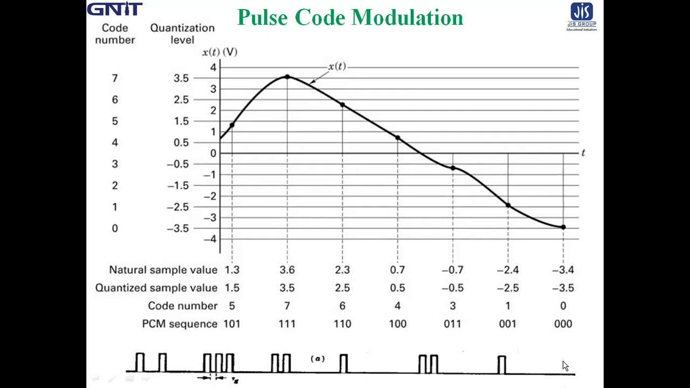So we can transmit the electrical representation of the nearest quantized sample value. We need not transmit the whole signal. The accumulated noise in this PCM signal must be low. So this is the process by which we can transmit the quantized sample value, and this process is called pulse code modulation.